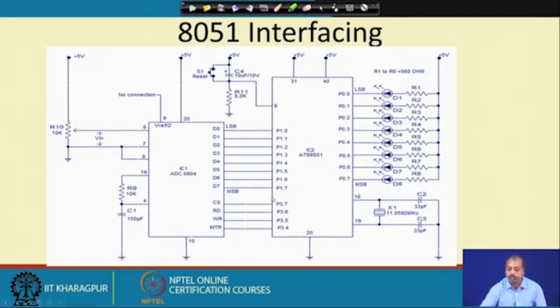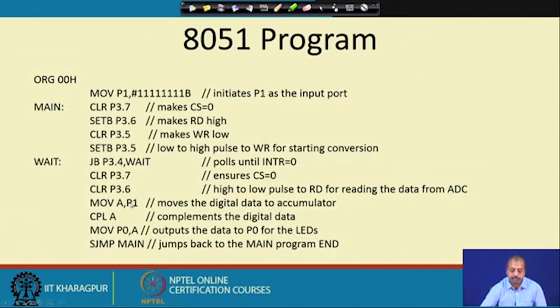I have to read it onto port P1. That is done here: mov A, P1. So the digital data will come to the accumulator. Now we want to display it.